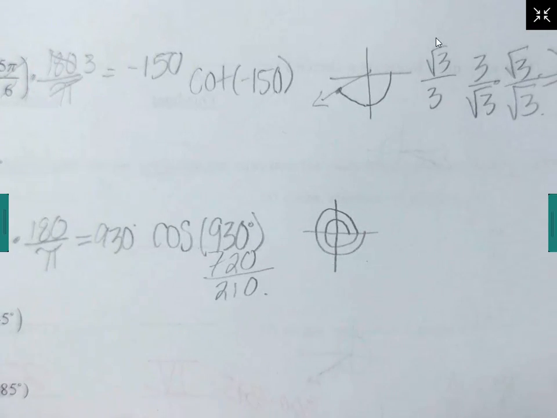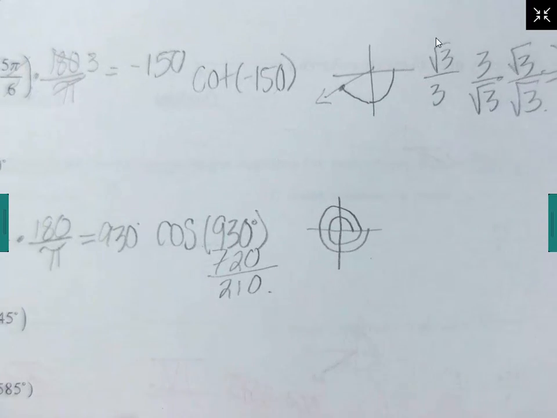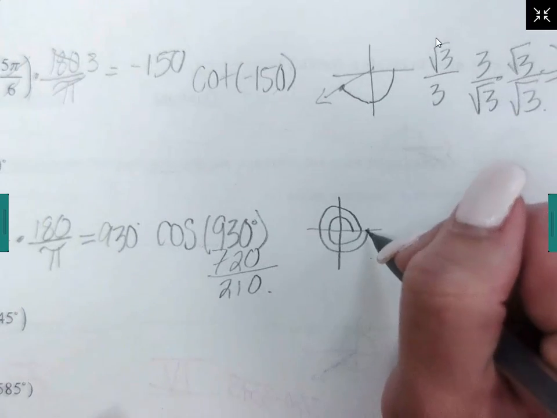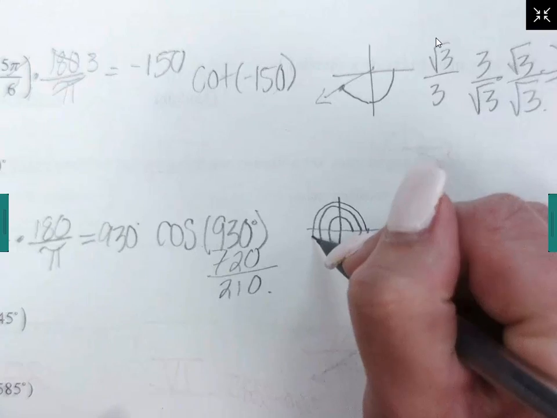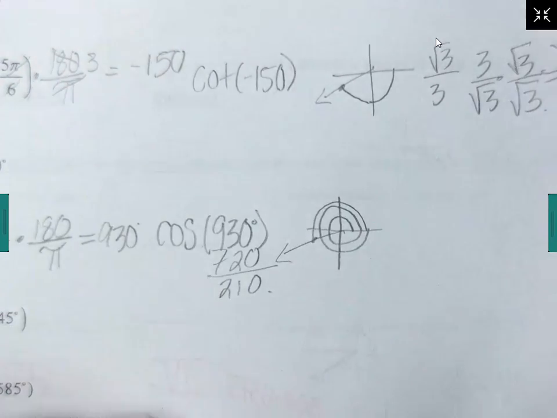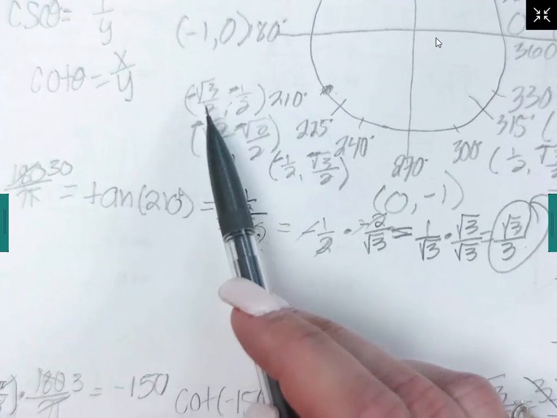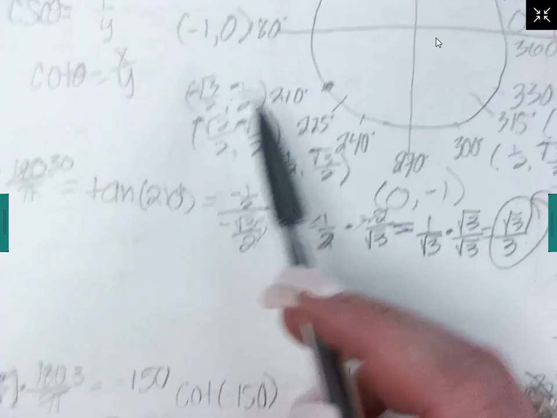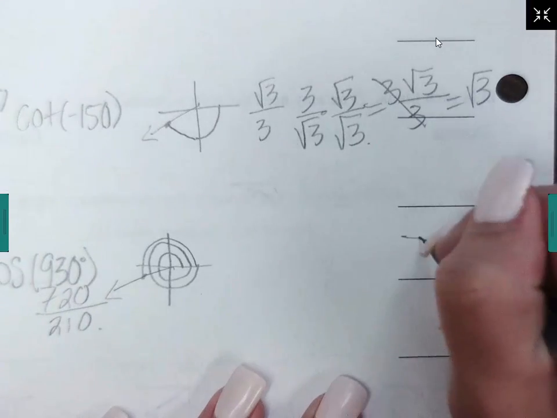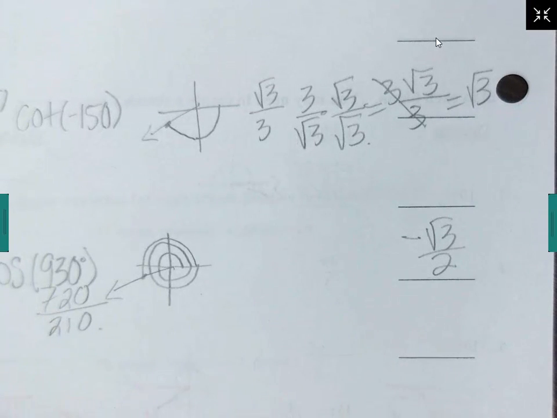Is that what you guys got? Okay, so then we go another 180 and we go to 210 here. And we're finding the cosine, right? What is the cosine of 210? We go to 210, and the cosine is the first one, right? So it's negative square root of 3 over 2. That was not a bad one, was it? Any questions? Please let me know if you guys have questions.